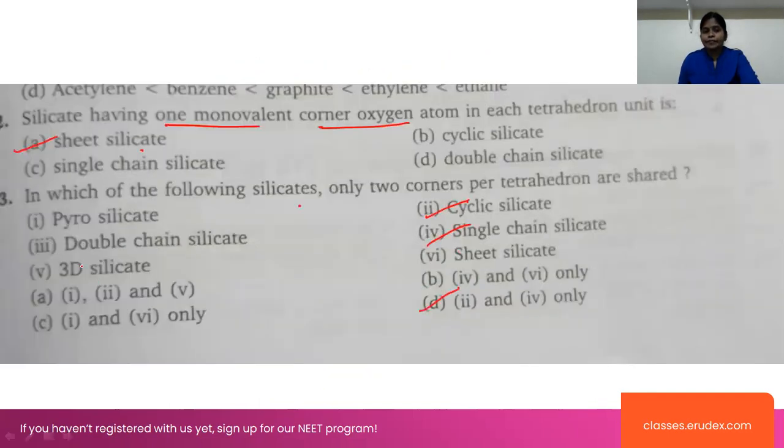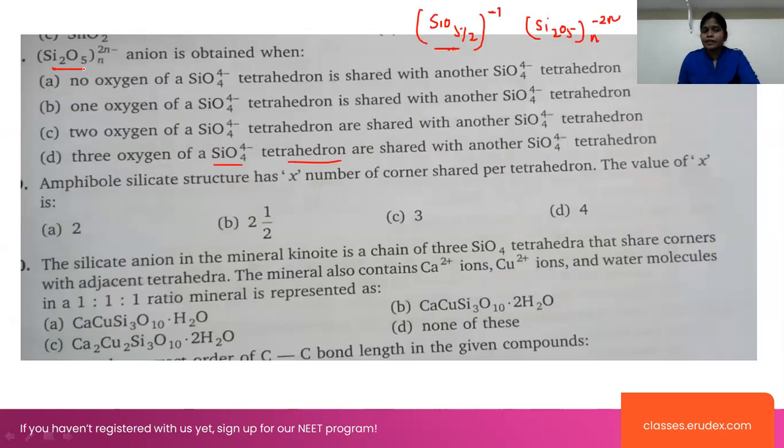In this case of Si2O5 2n minus, 3 oxygen atoms of the SiO4 4 minus tetrahedron are shared with the SiO4 4 minus tetrahedron. Okay, the correct answer is this one. Amphibole silicate structure has X number of corners shared by the tetrahedron. What is the value of X? So in the case of the amphibole silicates, total 3 oxygen atoms are sharing here. That means 1 oxygen atom is complete and 3 oxygen atoms are sharing. That means we have to take 0.5, 0.5 and 0.5. Total will be 2.5, and we can take it as 2 and 1/2 here. This is the right option here.